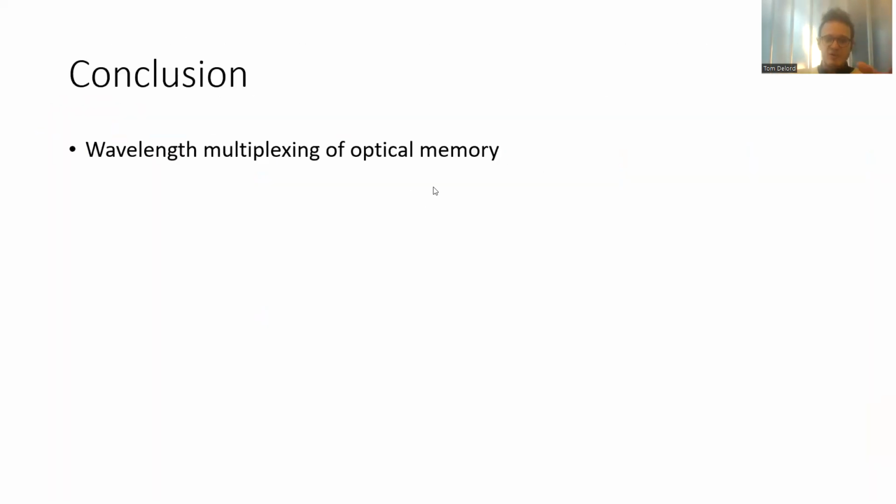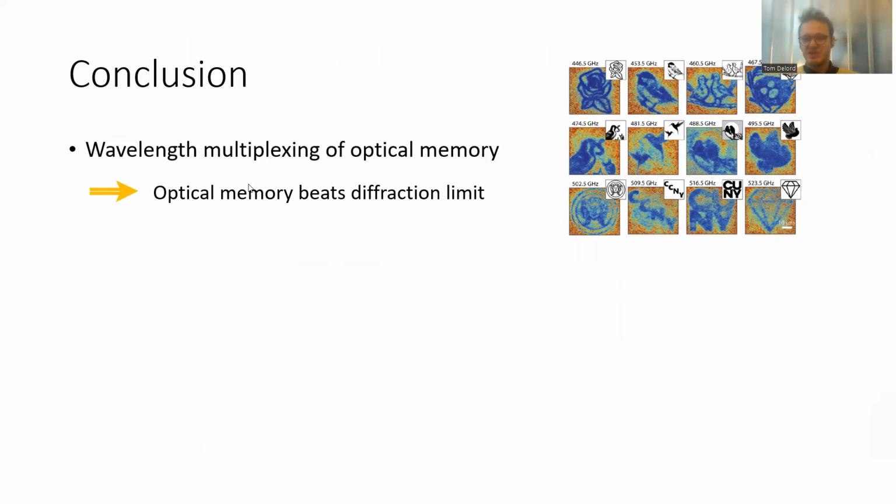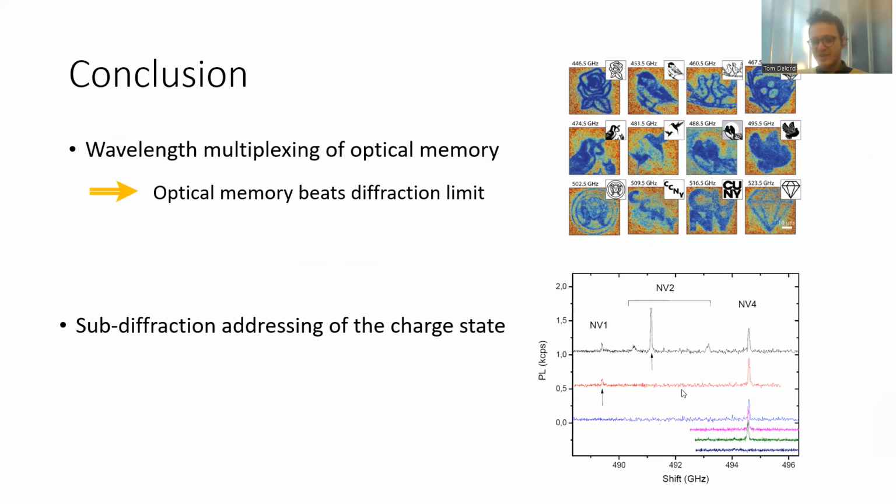So to conclude, what I've shown here is that, one, we can use wavelength multiplexing for optical memories. And even though here we are not quite close to the state of the art of other technologies like hard drives or SSDs, what we're showing is that it is possible with an optical memory to beat the diffraction limit. And perhaps with a different material under different circumstances, this could become a competitive technology as far as memory storage goes.